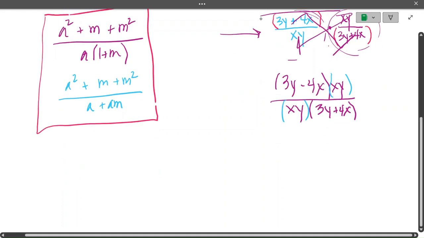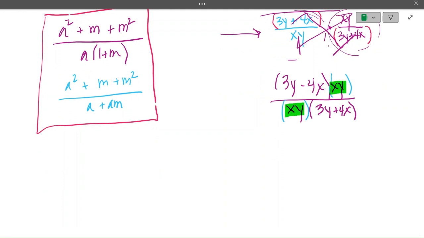And now I'm noticing something really interesting. Look what I have in the numerator and denominator. They are being multiplied by my binomial, which means that I can divide them. So x times y divided by x times y, that equals 1. Right? So those are going to disappear. So what I'm left with in the numerator is not 3y, it's 3y minus 4x divided by 3y plus 4x.